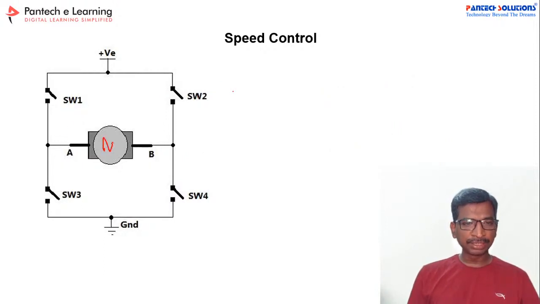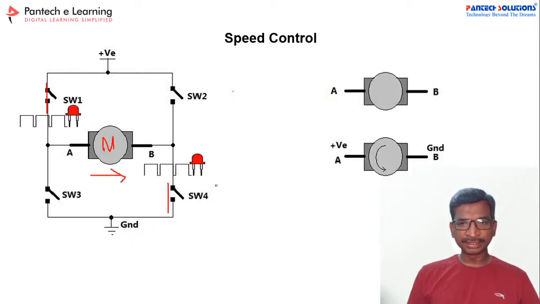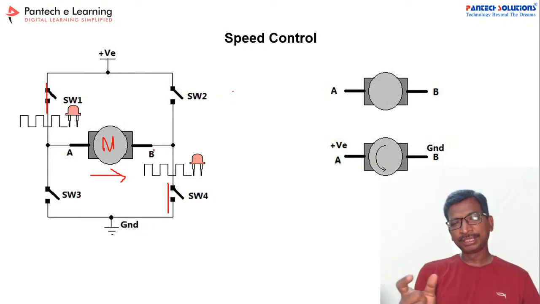So let us assume that this is the motor. If you connect switch 1 and then switch 4, the motor will be running under the forward condition. So let us take that as the anti-clockwise direction. In that case, if you change the pulse width or the PWM, then we can control the speed. First one is the direction, second one is the speed.